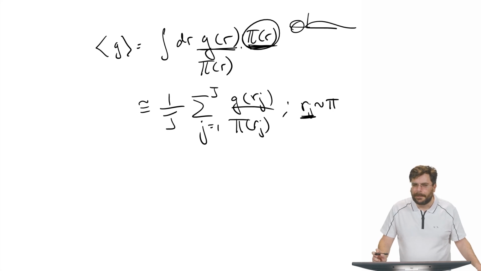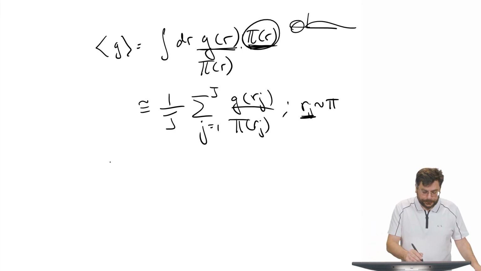But beyond that, what other conditions are there on pi of r? And the reason I'm mentioning this is because Monte Carlo at some level is as much of an art as it is a science. Efficient Monte Carlo requires some degree of insight regarding the task that you are to perform, whether it be an integration task or a sampling task.